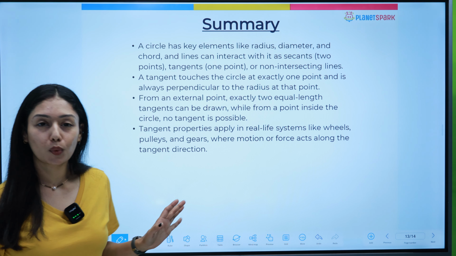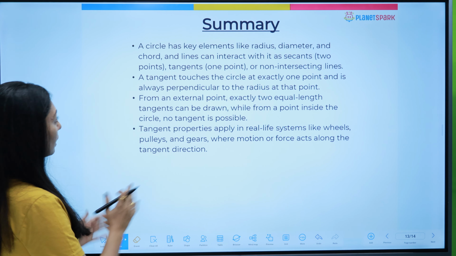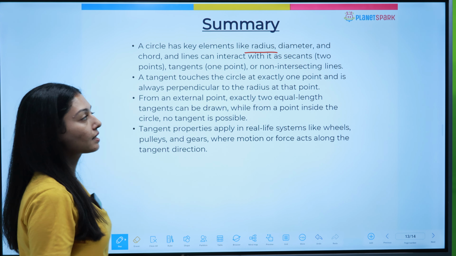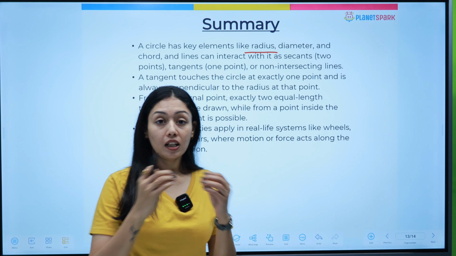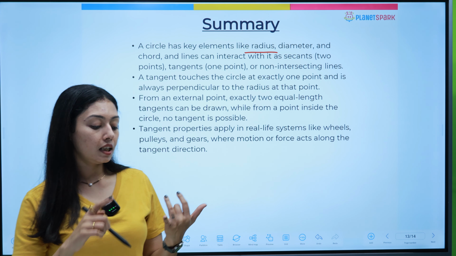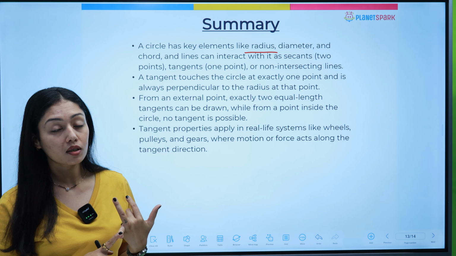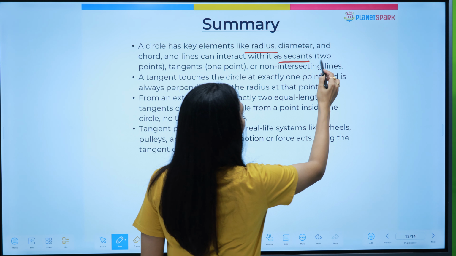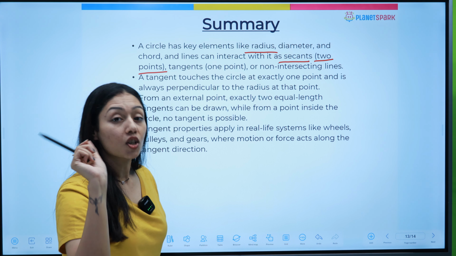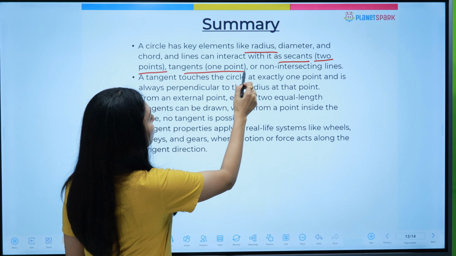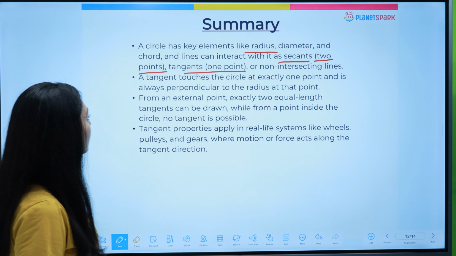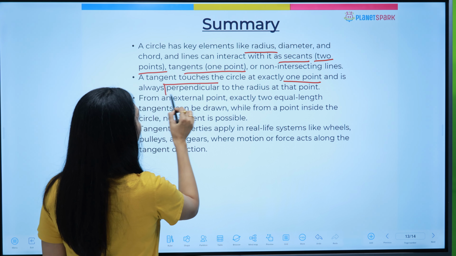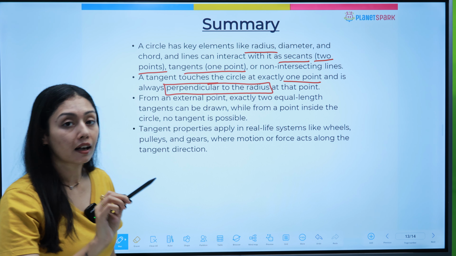Let's quickly summarize what we learned here. A circle, we know, has key elements like radius, diameter, chord, lines that intersect. When we have a line and a circle, 3 possibilities are there. It does not intersect, so no point of intersection, or 0 points of intersection. When it passes through the circle, it becomes a secant and there are 2 points of intersection. When it just touches the circle, it becomes a tangent and there is 1 point of intersection. A tangent touches the circle at exactly 1 point and is always perpendicular to the radius at that point.